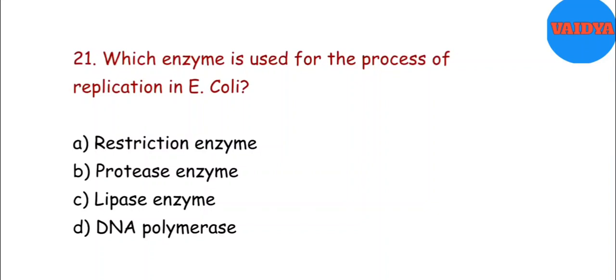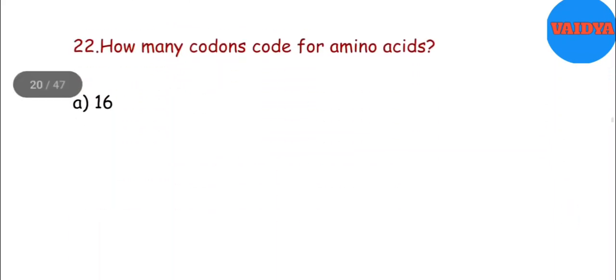21. Which enzyme is used for the process of replication in E. coli? A. Restriction enzyme. B. Protease enzyme. C. Lipase enzyme. D. DNA polymerase. Answer. D. DNA polymerase.